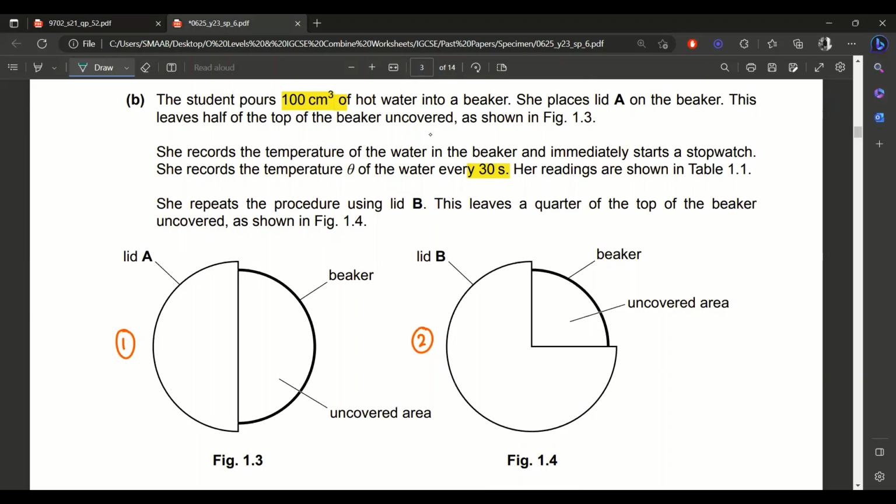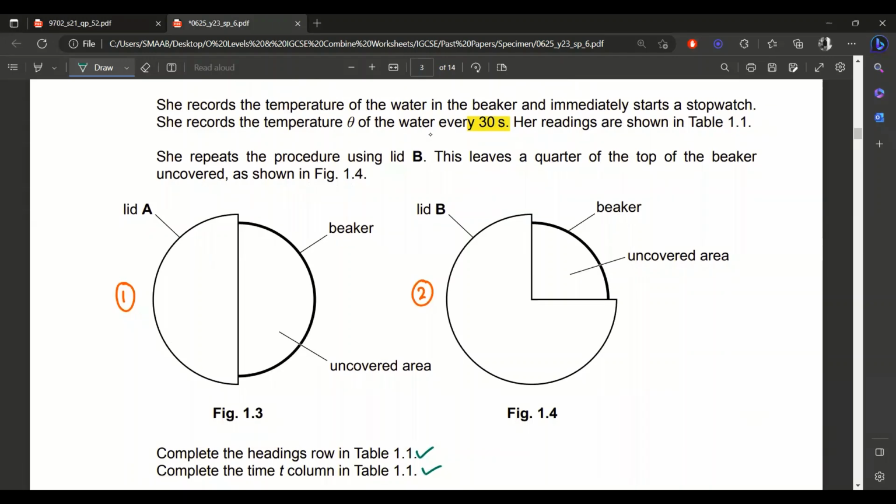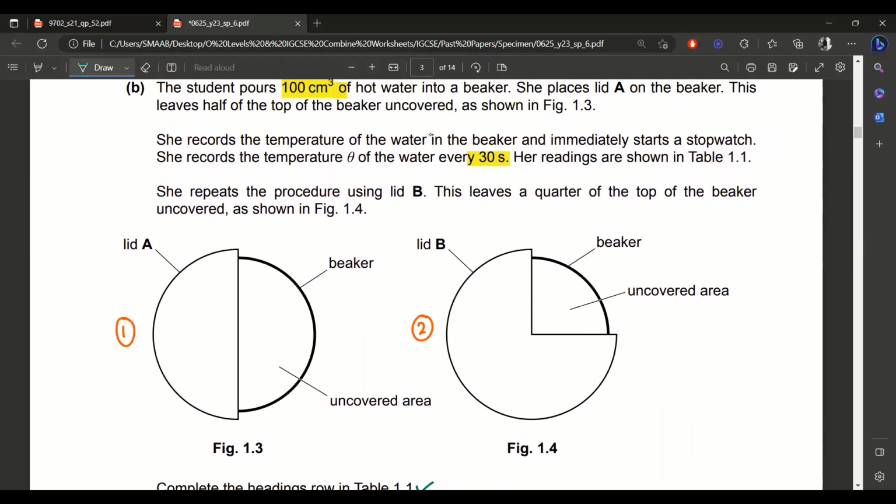Either you change the material of the beaker, or you change the shape of the beaker, or you may change the dimension of the lid. So multiple options are there. So sir, we can increase the surface area of the beaker.